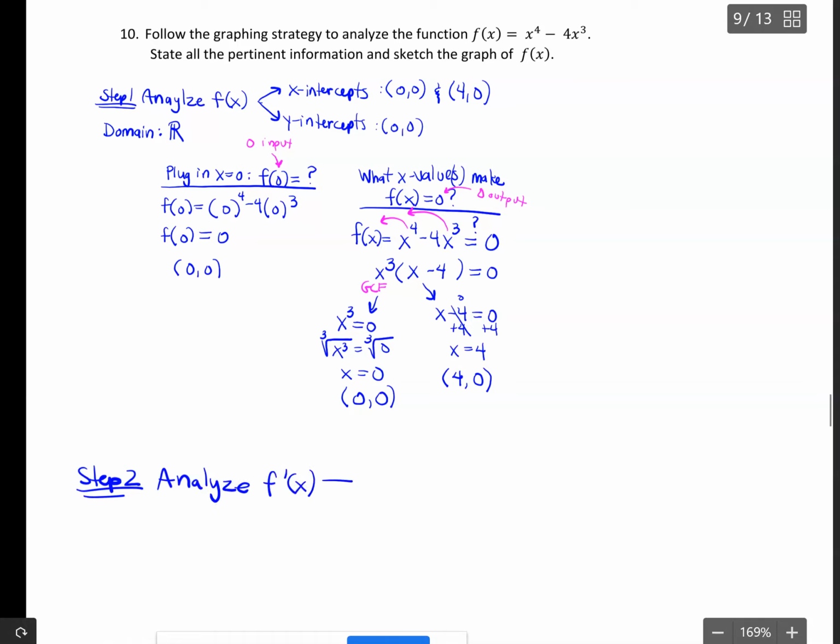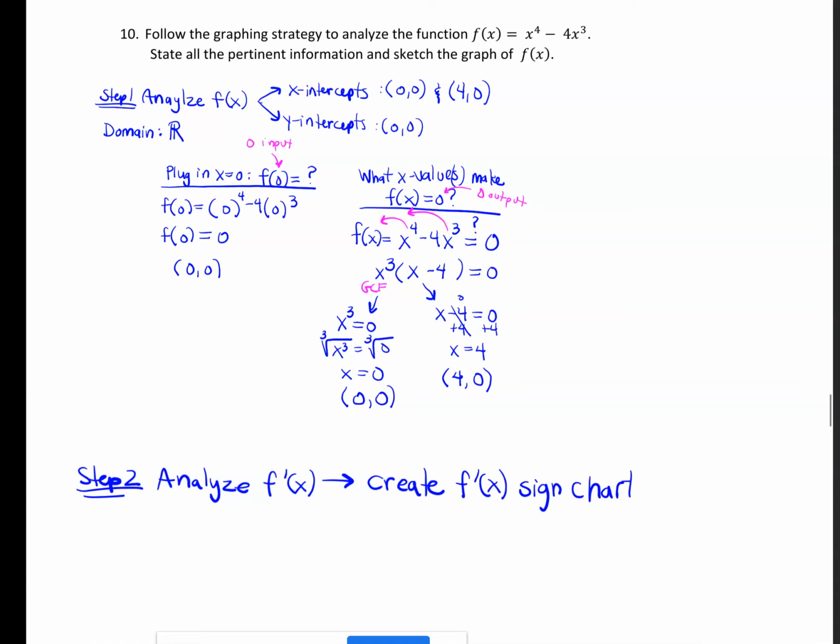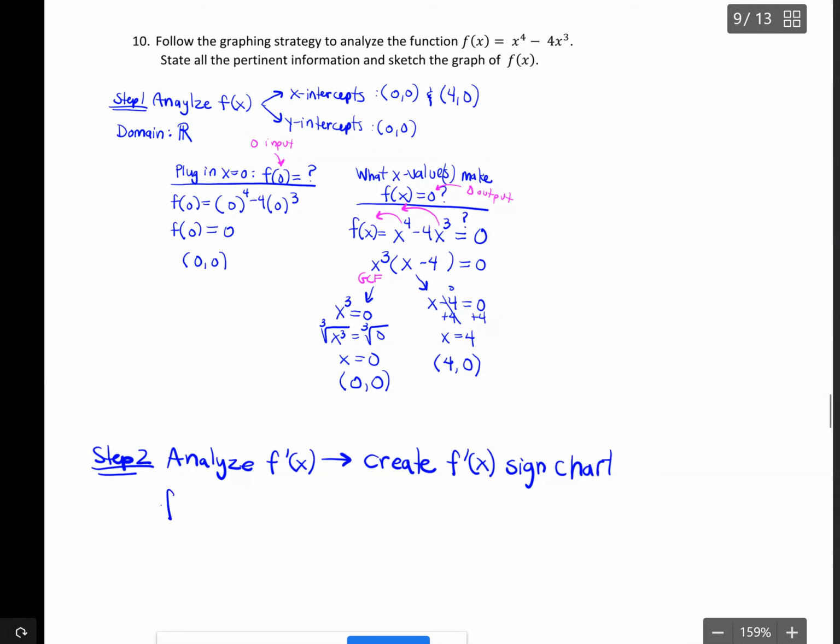And then when you create your sign chart, you need those partition numbers. The partition numbers occur when either the derivative is 0 or it's undefined. Polynomials are always defined because the domain is all real numbers. There are no holes or jumps or asymptotes or anything. So all I need to do to find my partition numbers is to set the derivative equal to 0.